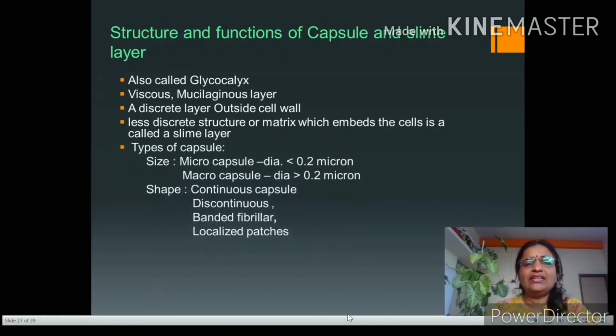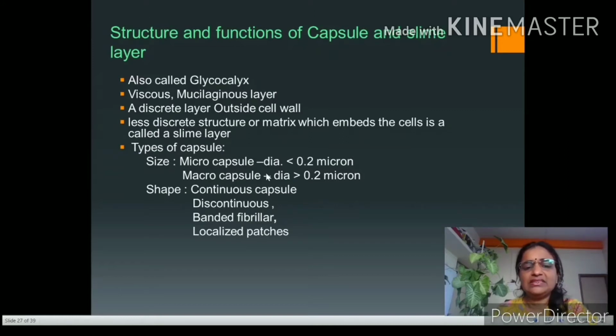Now capsules are divided into different types depending upon their size as well as their shape. Depending upon size, they are divided into microcapsule and macrocapsule. Notice, microcapsule, the name itself indicates micro: their size is less than 0.2 micron. Capsules having a diameter less than 0.2 micron are called microcapsules. We can observe them under the electron microscope, but we cannot observe them under the compound microscope. Now the second type is macrocapsule.